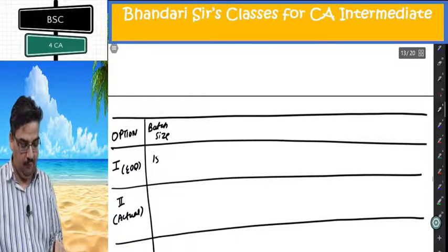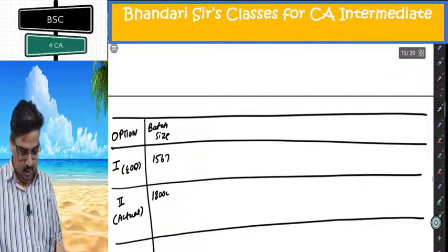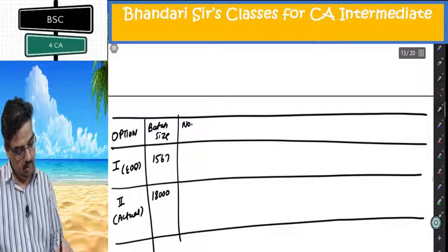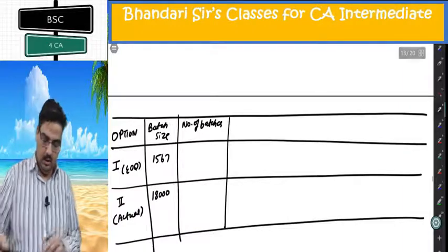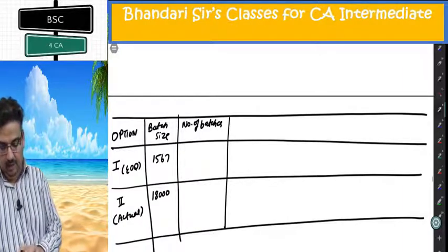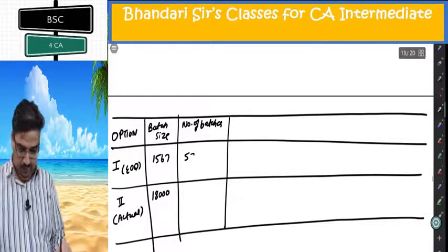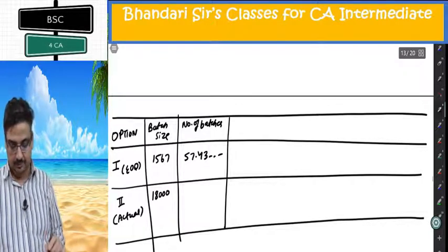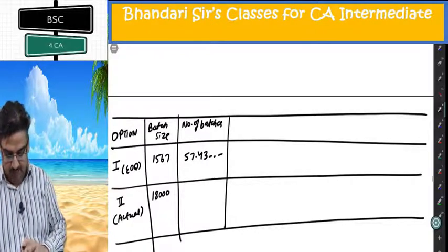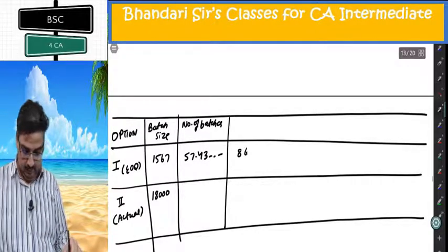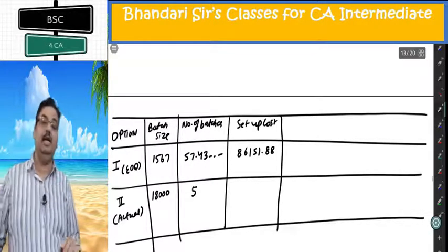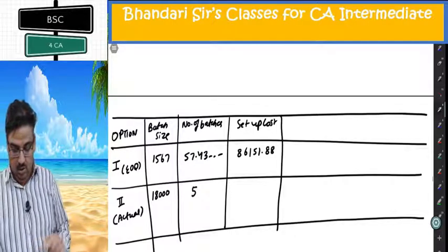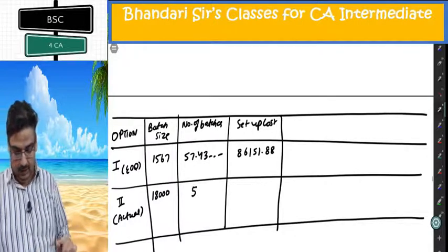Batch size 1567, 18,000. Number of batches: 90,000 divided by 1567, 57.43, and per batch there was 1500. Setup cost I can compute already. Here there are 5 batches, 90,000 divided by 18,000. On 5 batches into 1500, I am getting 7500.